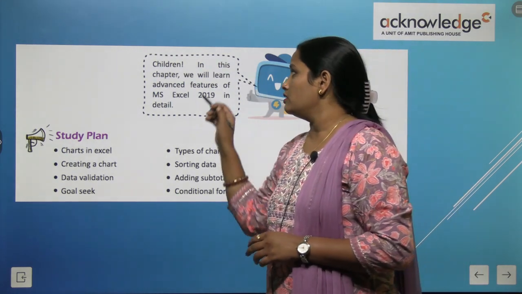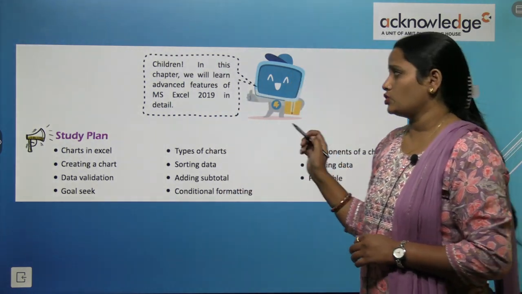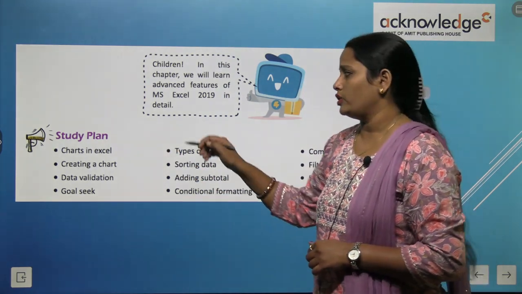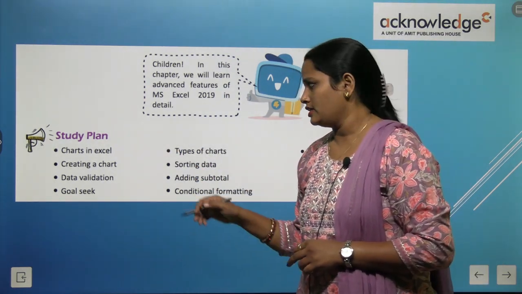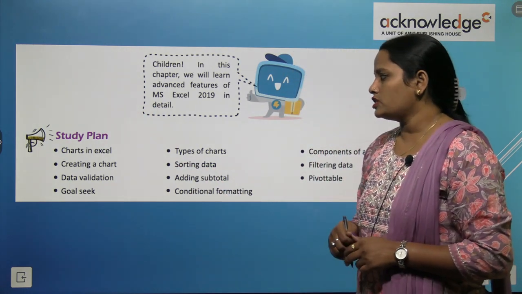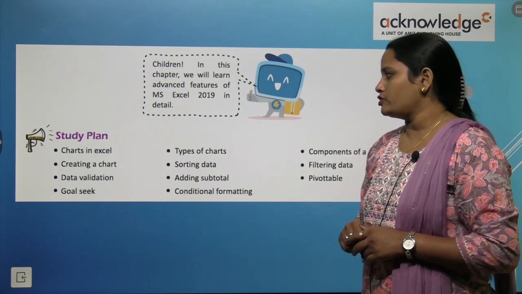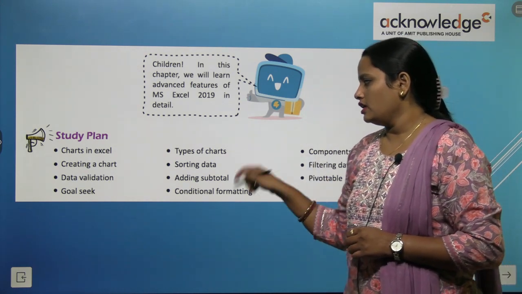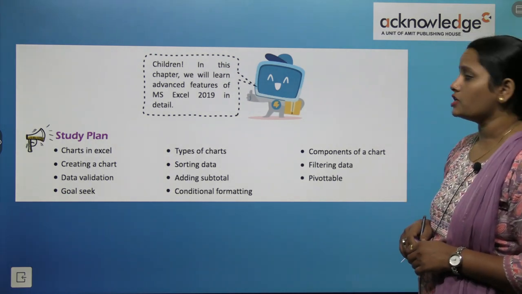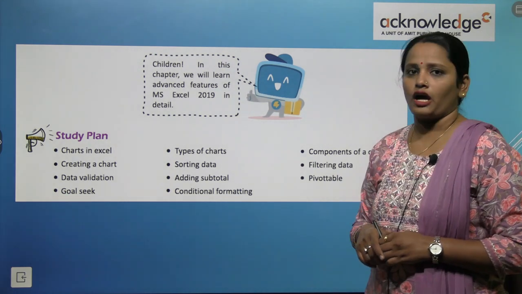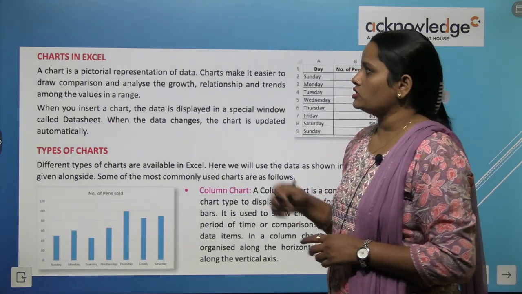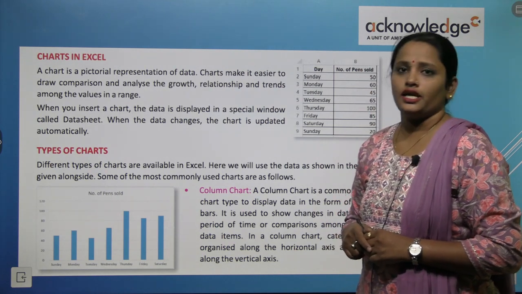In this chapter we will learn advanced features in MS Excel 2019 in detail. What are the things that we are going to learn? We are going to learn about charts in Excel, creating a chart, data validation, goal seek, types of charts, sorting data, adding subtotal, conditional formatting, components of a chart, filtering data and pivot table. So let's begin. First comes the different charts in Excel.